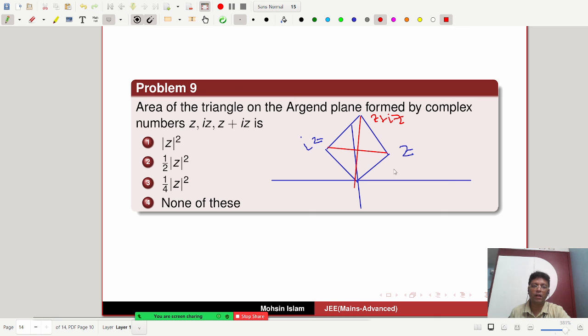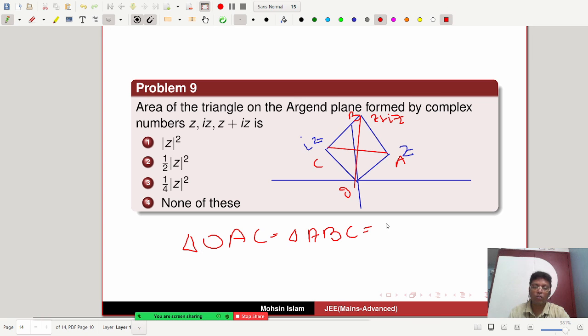So complete the triangle. O A, this is your B and this is your C. Now the area of triangle OAC is equal to the area of triangle ABC. It's the same, because it is a parallelogram and a diagonal gives you two equal triangles.